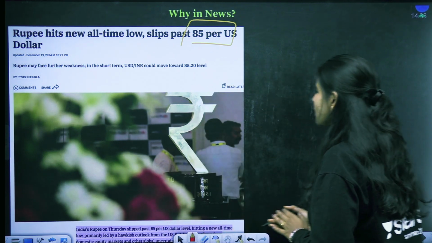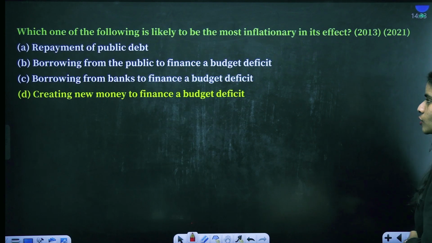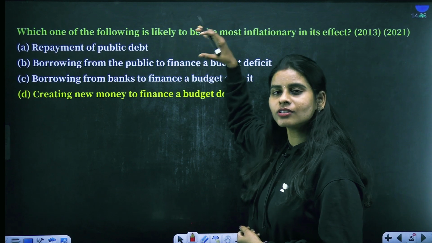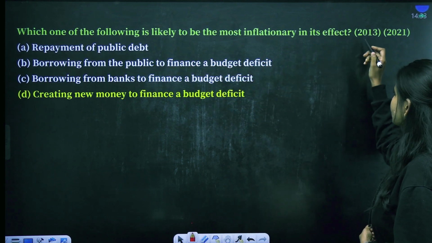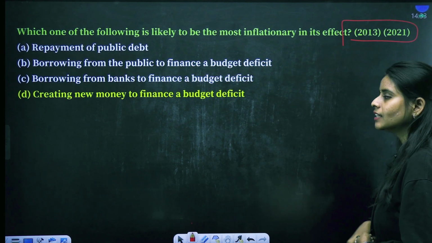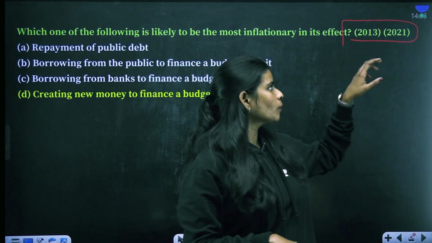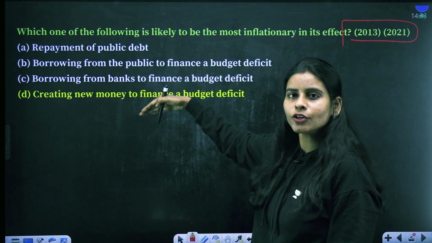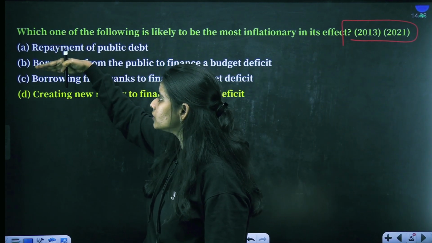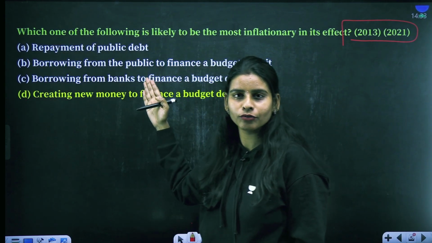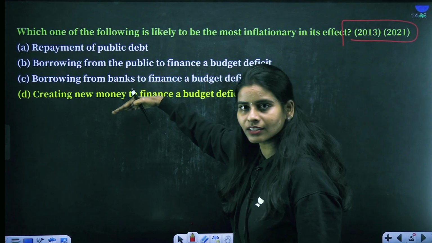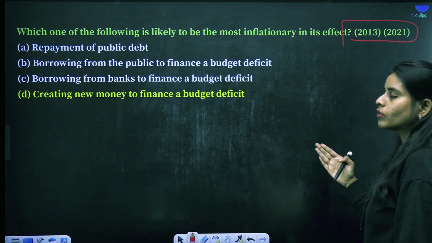Now, before moving on to the first question, just have a quick look at the previous year question. This question was asked twice, once in the year 2013 and the other in the year 2021. So what is the nature of this question? It is asking you to find out doing which of these following can lead to inflation. So it is about what? The effect of each and everything, right? How it is paving the way for inflation.